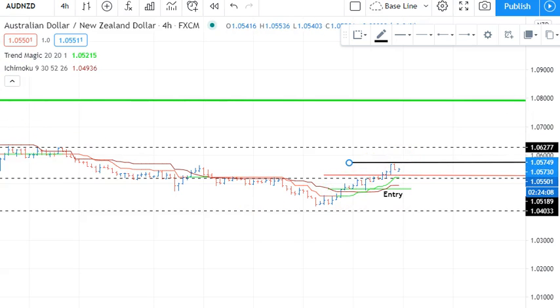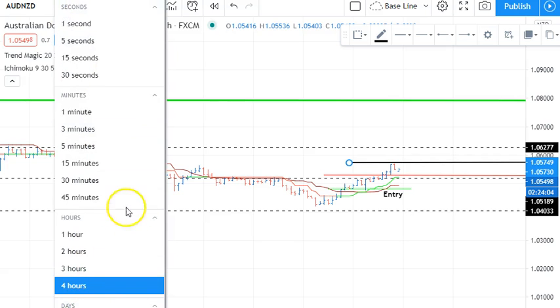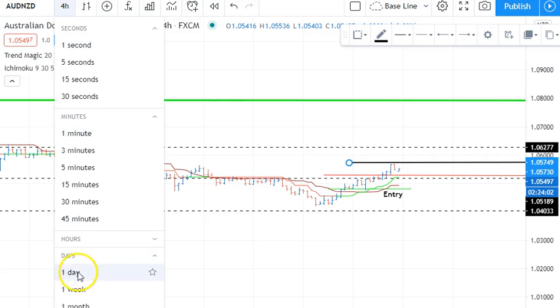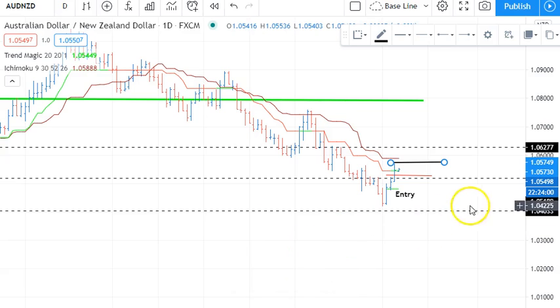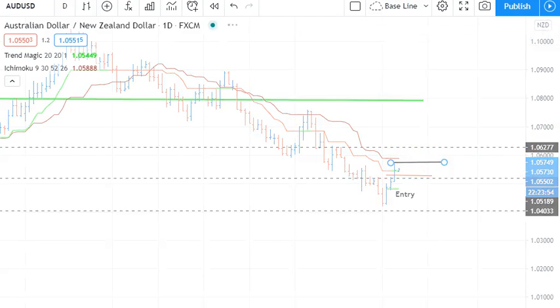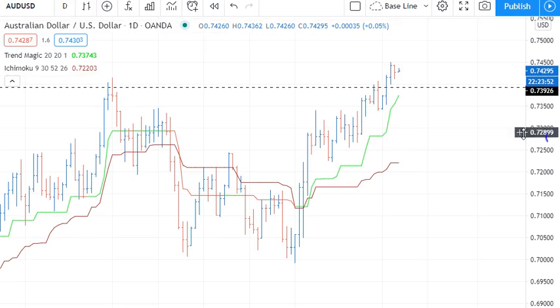So we'll just wait and see what that is going to do. And that's pretty much it. And I think it's due for probably a move up. Aussie USD, we had the move up, pulled back, got stopped out. Now we're just waiting to see where this goes.